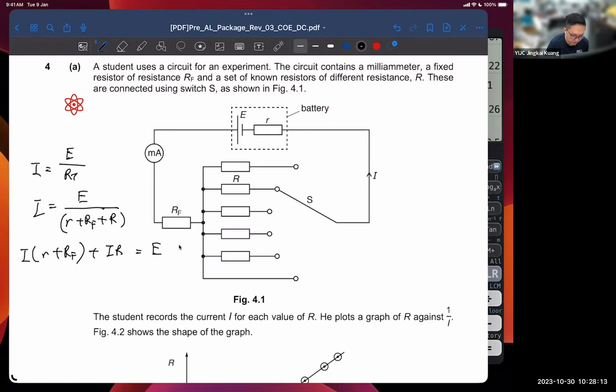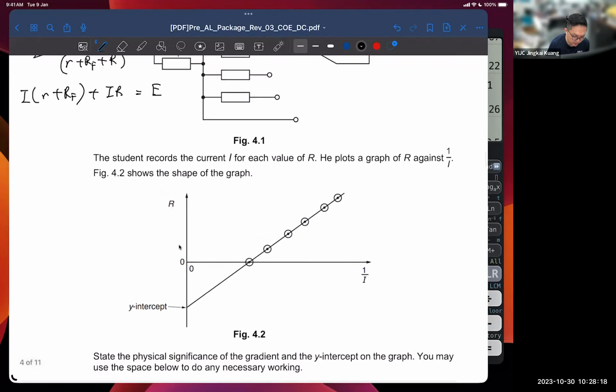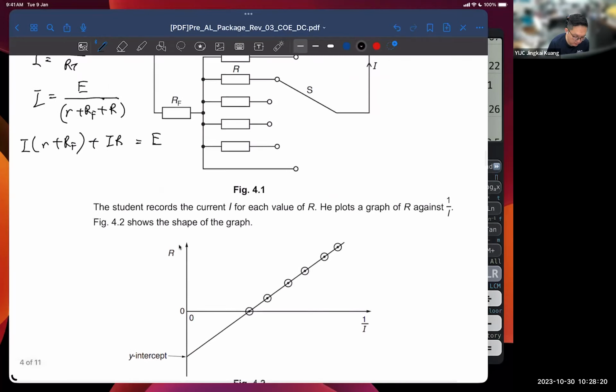So I want to form it into this state. So you make R the subject. I rearrange this. I will divide everything by I. Let's write down the point: making R the subject and dividing throughout by I. Okay, I get this.